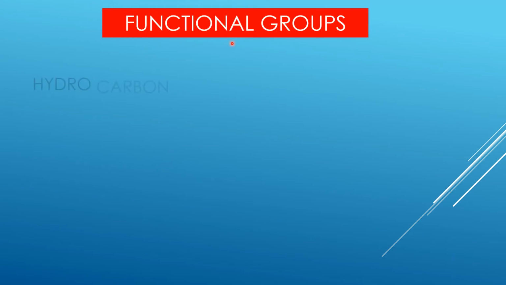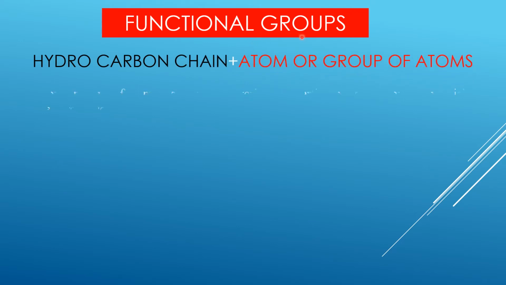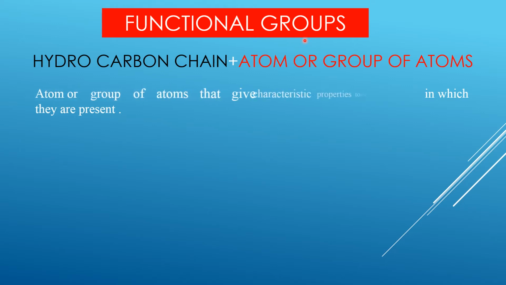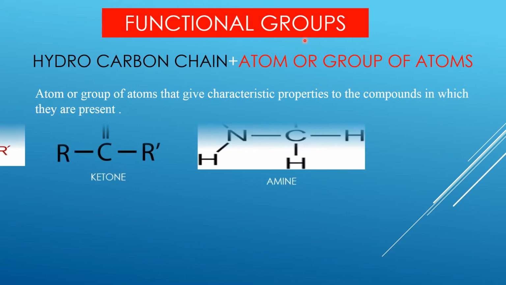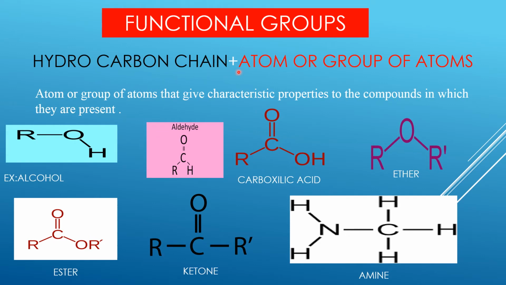Look here, functional groups. Functional in the sense of an important role. Groups means group of atoms. So simply we can say that a group of atoms that influence the behavior of hydrocarbons is known as a functional group. Here, a hydrocarbon chain is attached to an atom or group of atoms. This atom or group of atoms attached to the hydrocarbon chain will play an important role in the properties of hydrocarbons.